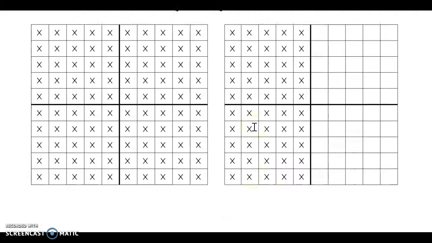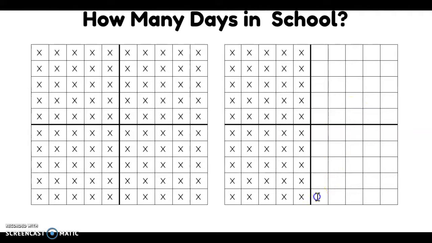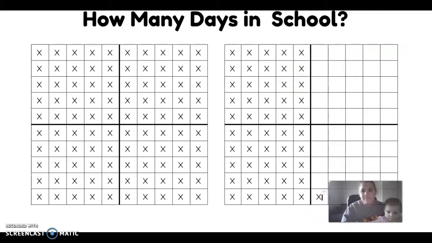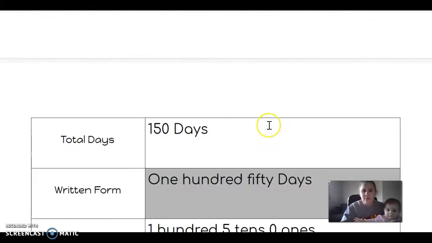Fantastic job. Let's add another day in school. We already know that we have 150. What comes after 150? Remember, this is 100. Let's count by tens. 110, 120, 130, 140, 150. Stop. 151. Fantastic. We have 151 days in school today.